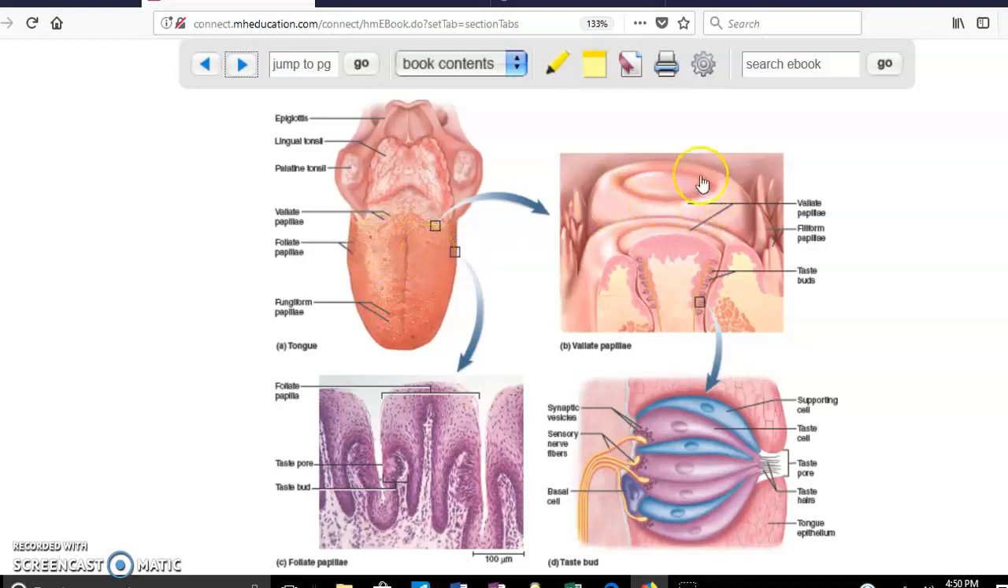You see this? These are papillae. Inside the papillae is where you have the taste buds. These are the taste buds right here. You have a nice picture in here of the papillae. See, this is the papillae, and inside you have the taste buds.